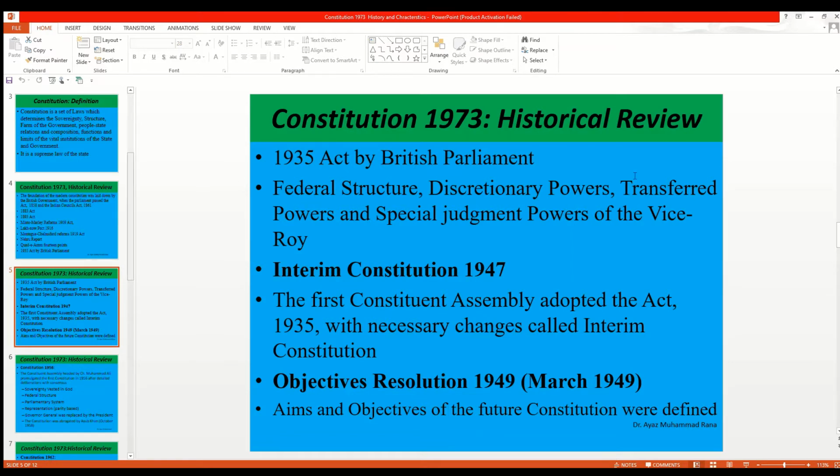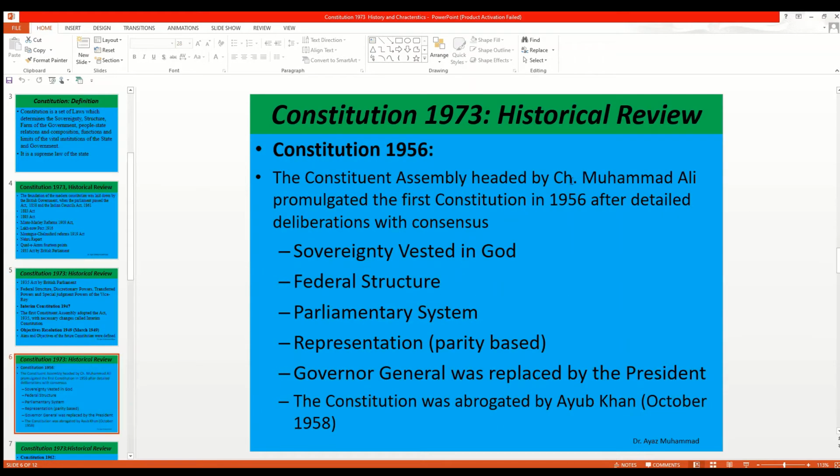So, after a long time, after the span of 9 years, the Parliament passed the Constitution of 1956. The first and second Constituent Assembly, after deliberation, successfully formulated and proclaimed the Constitution of 1956 in March 1956. This Constitution was called the Constitution of 1956.